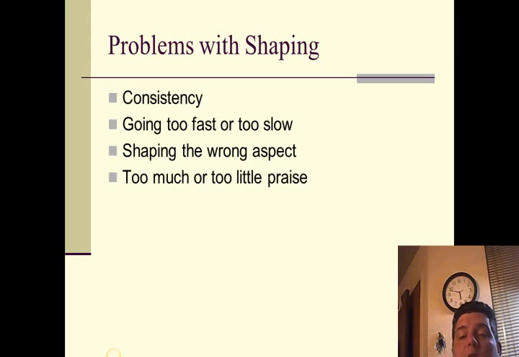Some problems with shaping is consistency. Going too slow or too fast can cause someone to lose track. If the reward is not there, like with weight loss, someone can start working with a trainer for 2 or 3 weeks, but they don't see the ultimate results that they want, their final results, then they'll give up on their program. And then shaping the wrong aspect of something, which can give you the opposite results that you want, and too much or too little praise.